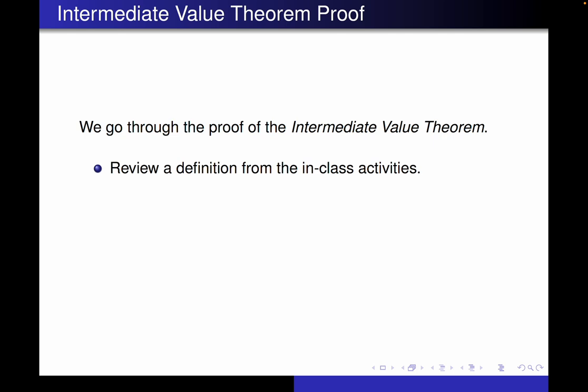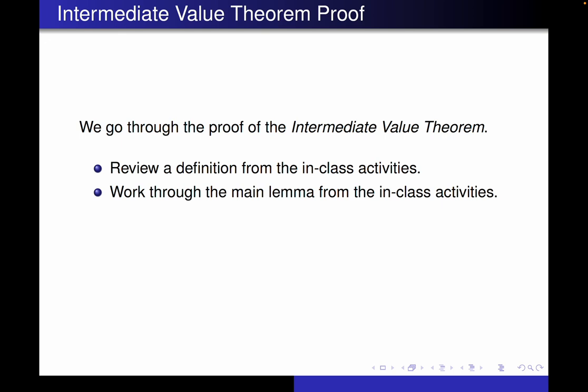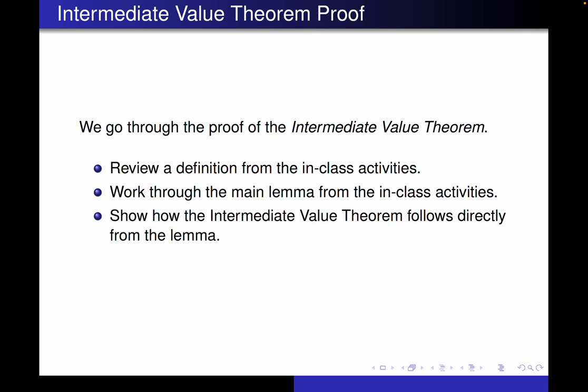So first we're going to review a definition from the in-class activities. We're going to work through the main lemma from the in-class activities, which is pretty much the whole proof. Once we get the main lemma, the next thing is we get the intermediate value theorem as a direct consequence.